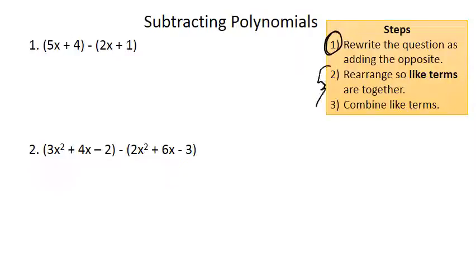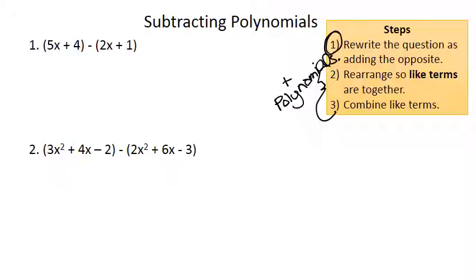The next two steps, though, should look fairly familiar. The second step is to rewrite so that your like terms are together, and the last step is to combine like terms. These are the same for adding polynomials. So in our last video, when you were looking at how to write them, they were exactly the same, which is kind of nice. The only thing that's new is the first step.